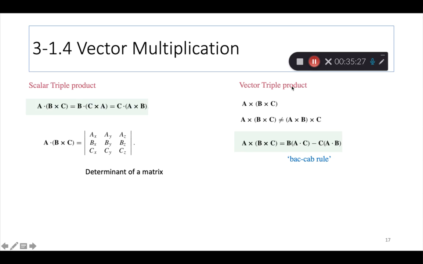A vector triple product, on the other hand, there's no shortcut. You have to first do B times C and then do A times that result. Or you can follow this method, which is a little bit easier. It's called the back cap rule. But it's important to know that there are two different triple products, scalar and vector.